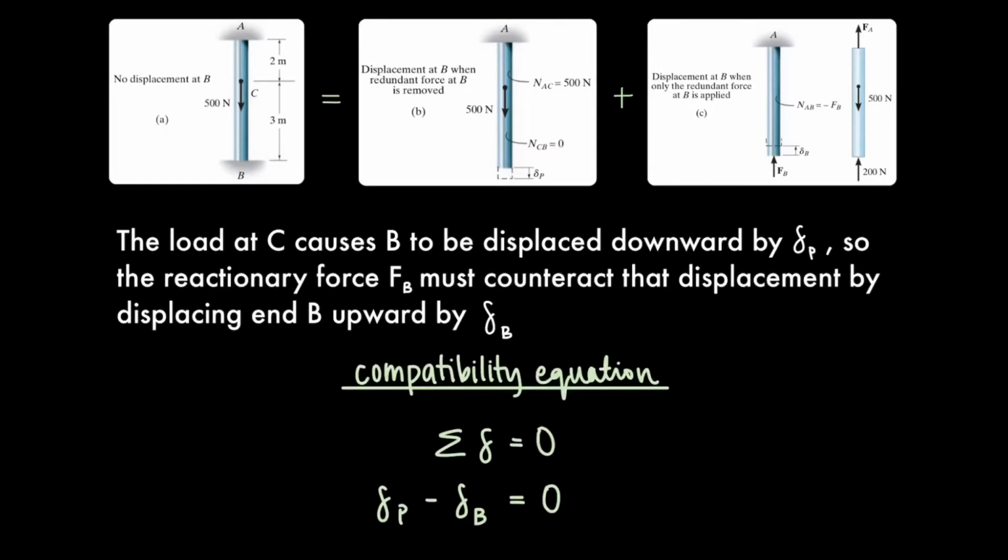We see this play out in our compatibility equation for this situation. Remember how we said that there should be no net displacement because of the fixed supports? We'll get a positive downward displacement of delta P minus a negative upward displacement of delta B, which will sum to 0.